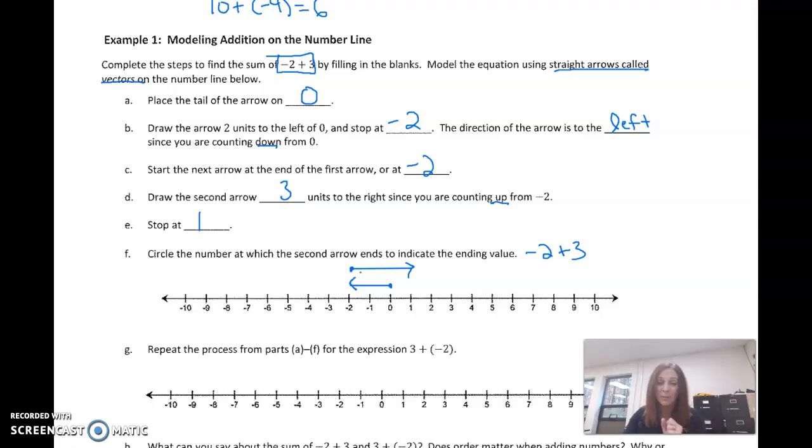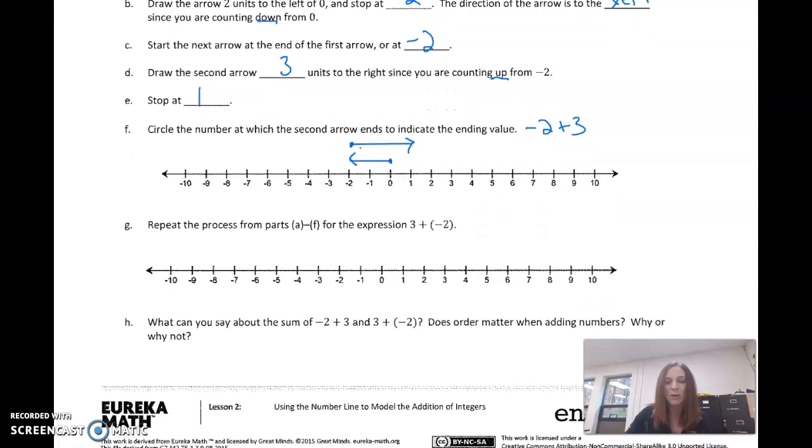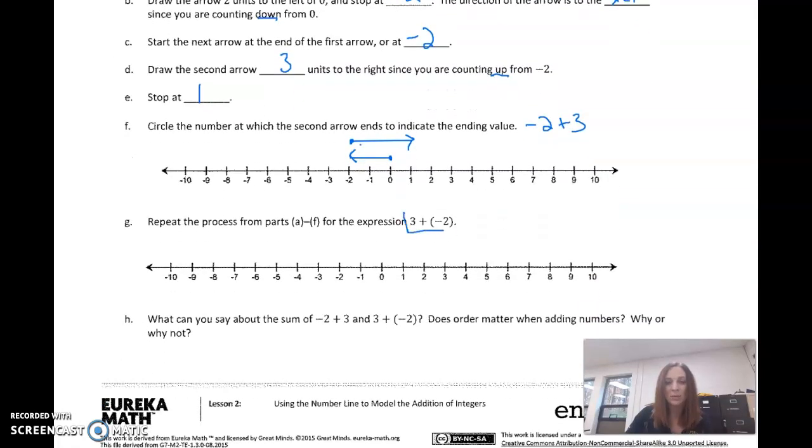And again, not using the bump method, and I'm going to show you how we can combine them to make it a little easier, because I know sometimes drawing a straight arrow, obviously you guys see me have trouble with it. Now let's do the same thing, but this time we want to focus on 3 plus a negative 2. So remember, we put the tail of our arrow at 0. And now, just like we did here, we're going to draw 3 units to the right because it's a positive 3. And we're going to stop at positive 3. So I went 1, 2, 3.